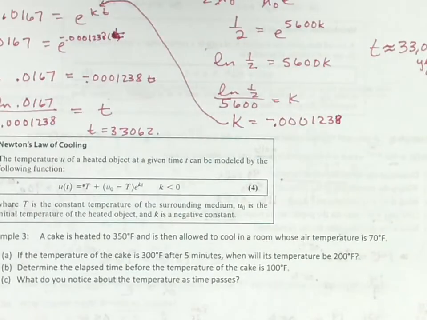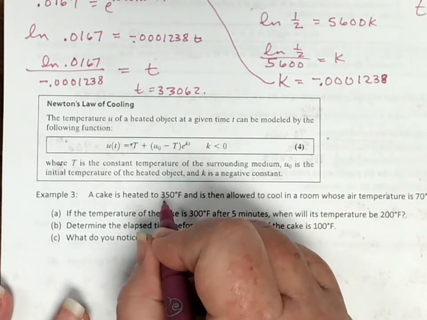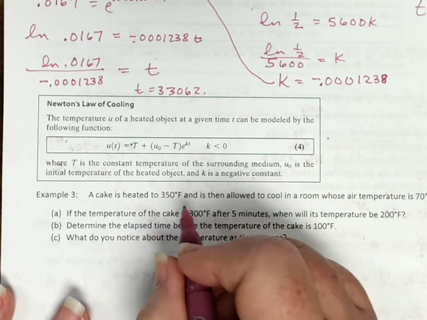So let's look at this word problem. And it says that we had a cake, we heated it to 350 degrees, and then we took it out of the oven.